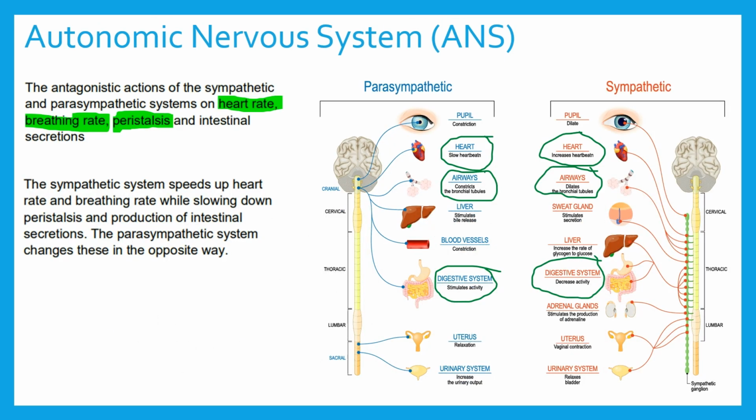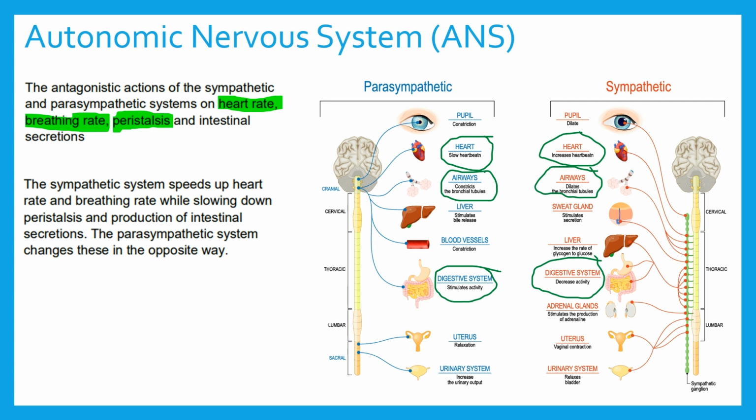Where the SNS deals with those voluntary responses, the ANS, the autonomic nervous system, deals with the automatic responses. And it's made up of those two antagonistic systems, the sympathetic and parasympathetic, which means they both act upon the same structures but cause the opposite effect. So, three to highlight are the effects these systems have on heart rate, breathing rate, and peristalsis, which is the digestive process. So, starting with the sympathetic, think about during your fight or flight response.